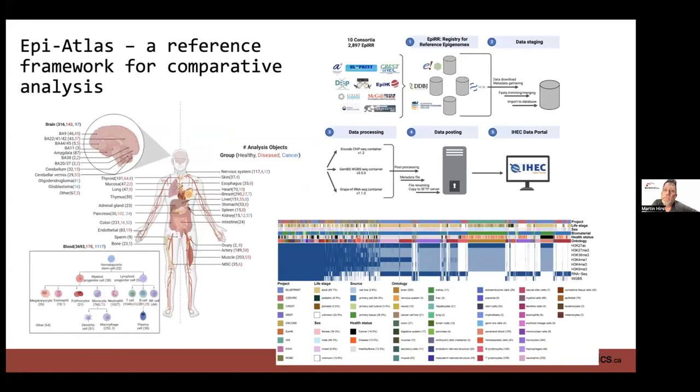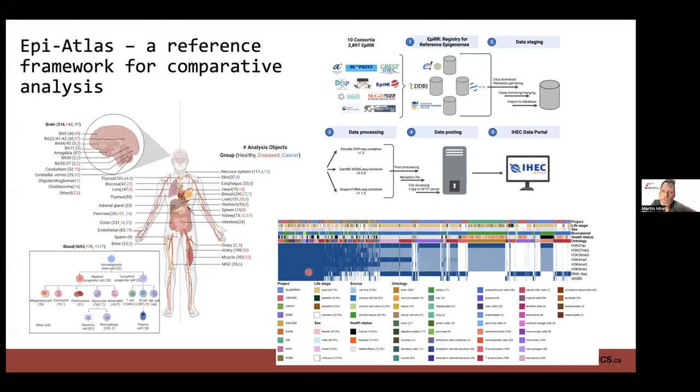And as I just mentioned, these have now been used as a larger cohort, and this is ongoing work to generate what we're calling the Epi Atlas, which is a follow-on from the Roadmap Initiative and the Blueprint Initiative. And this is really meant to provide a reference framework for comparative analysis. Stay tuned. These data should be made available publicly in the spring of 2024, so Q1 of 2024. And this gives you an idea of the bioinformatics framework that was built to provide a unified analysis of this data. We are collecting data from a large number of consortia around the world, and then running it through a standardized data staging and data processing workflow to generate a set of tracks and a set of chromatin states that are then made available to the research community.